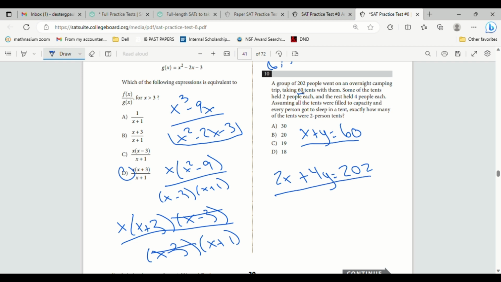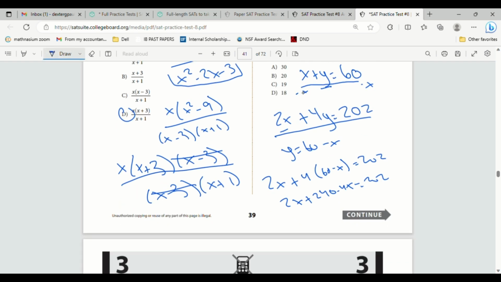And now I want to isolate y so that I can solve for x, the number of 2-person tents. So minus x from both sides of this first equation. y equals 60 minus x. Now I can substitute this in for my second equation, so 2x plus 4 times (60 minus x) equals 202. 2x plus 240 minus 4x equals 202.